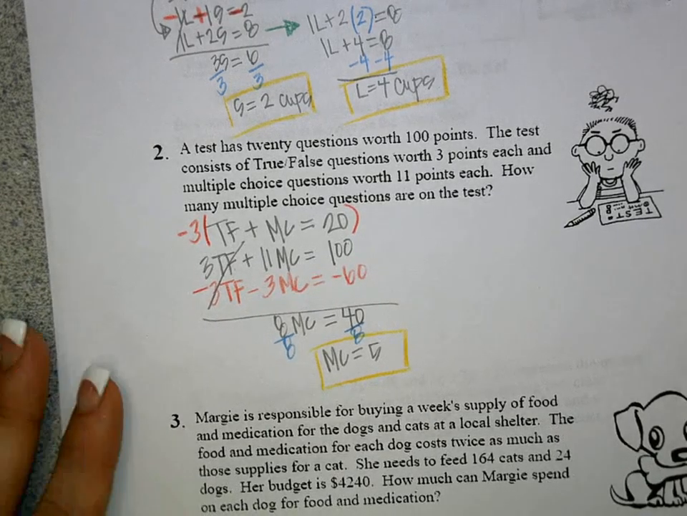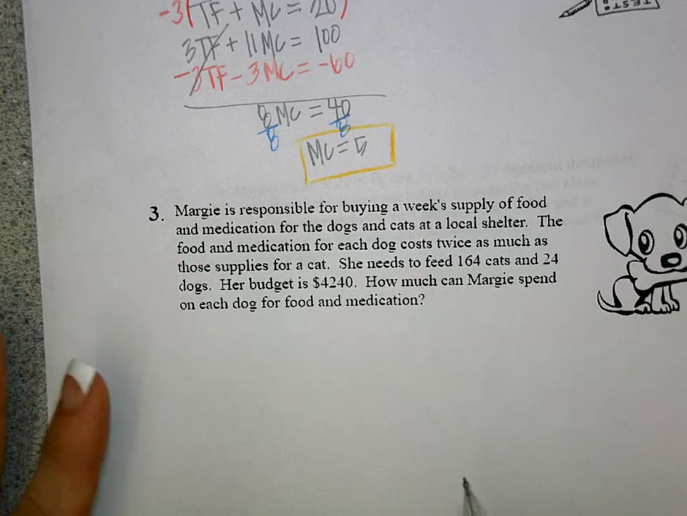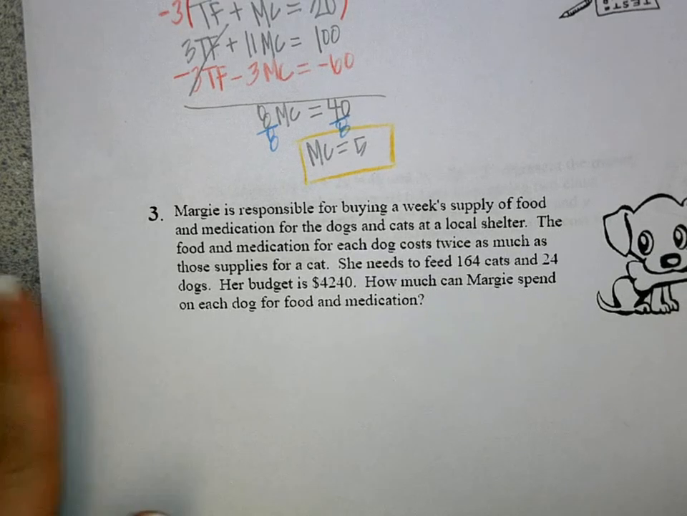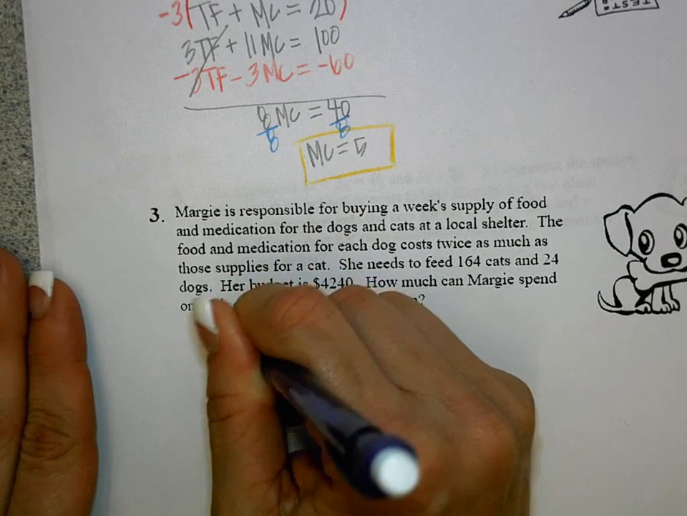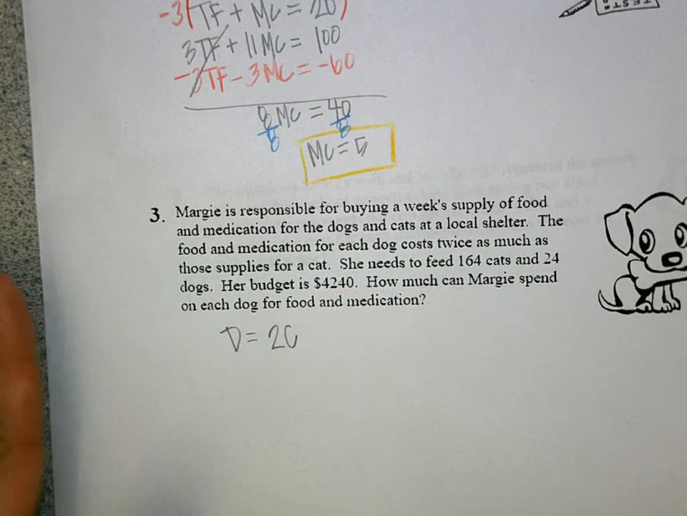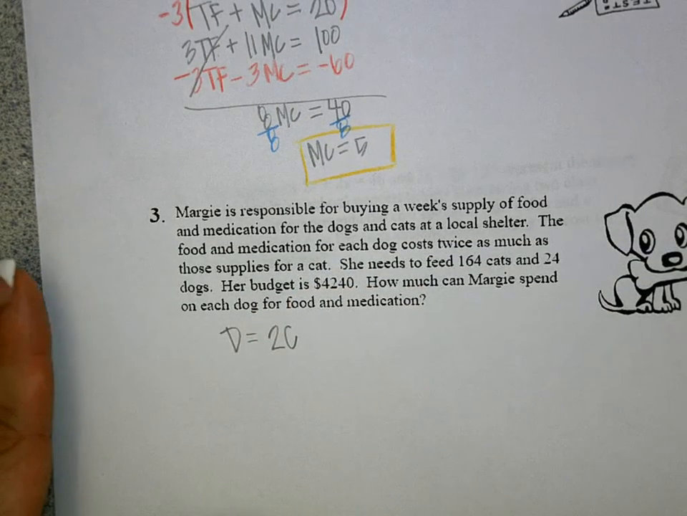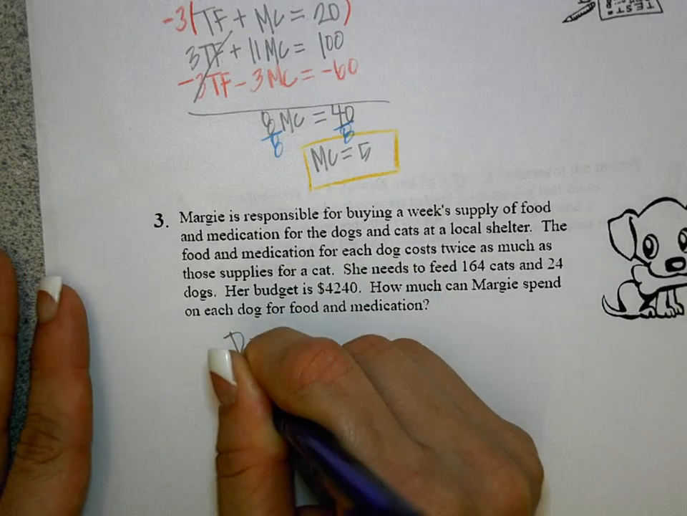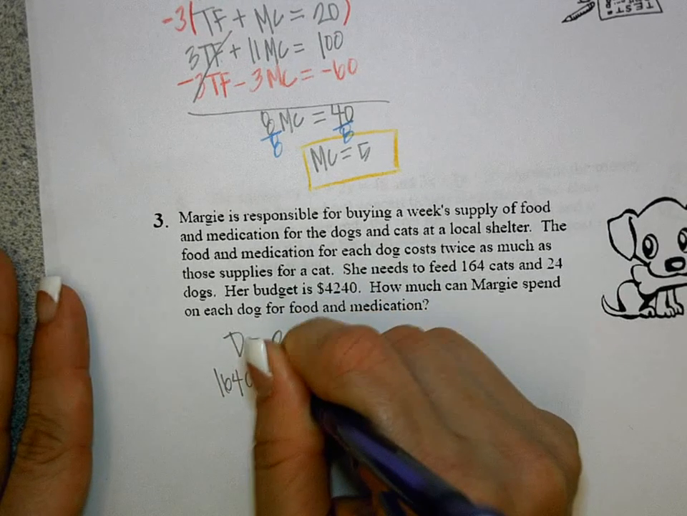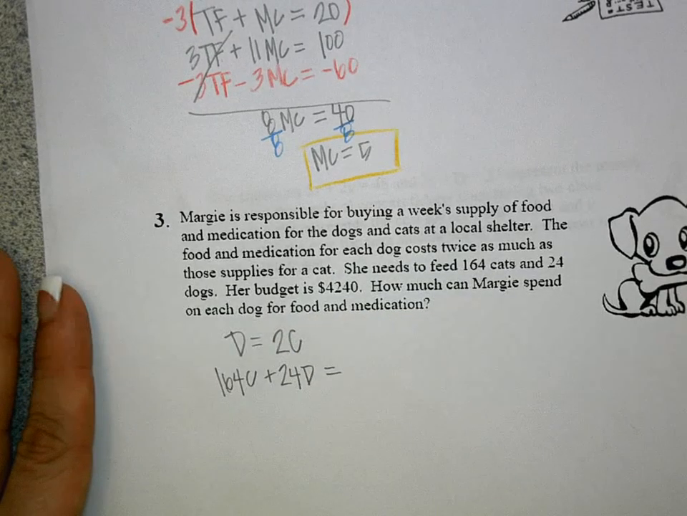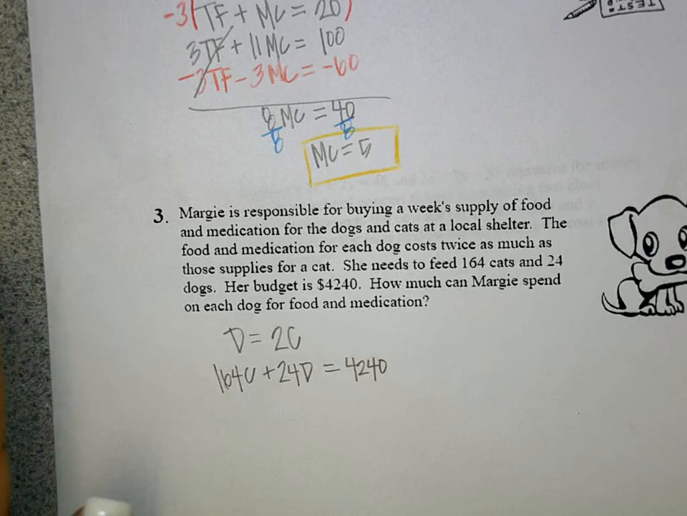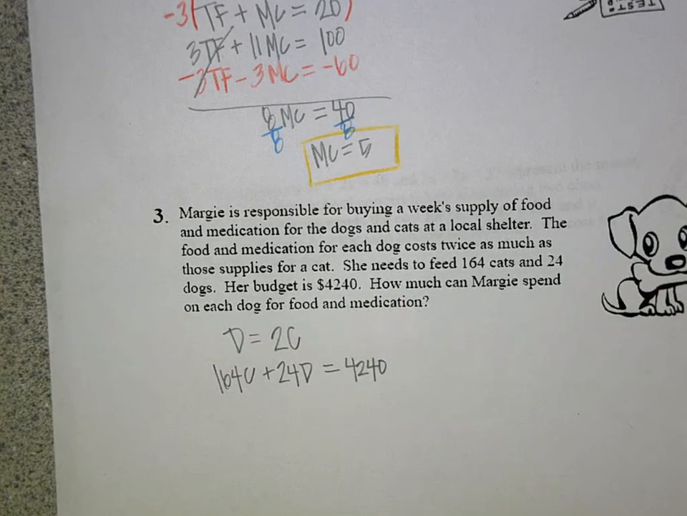That's right. Okay, number 3, it says Margie is responsible for buying a week's worth of supplies for food and medication for the dogs and cats of the local shelter. The food and medication for each dog costs twice as much as those for a cat. So a dog is equal to 2 times the amount for a cat. That's one of your equations. She needs to feed 164 cats, so 164 cats plus 24 dogs, and her budget is $42.40. How much can she spend on each dog for food and medication?